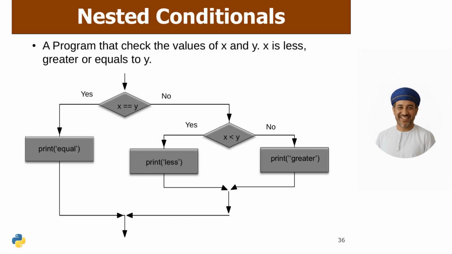Nested conditionals allow us to evaluate multiple conditions. Here, we check if x equals y. If not, we determine if x is less than y, printing greater if false and less if true. This structure efficiently categorizes the relationship between x and y.